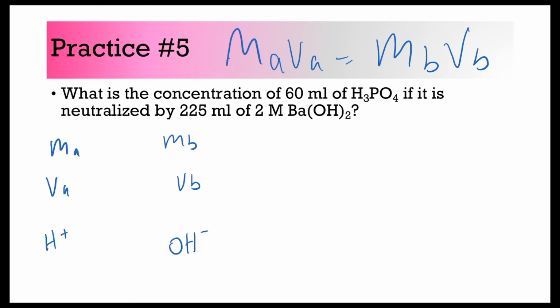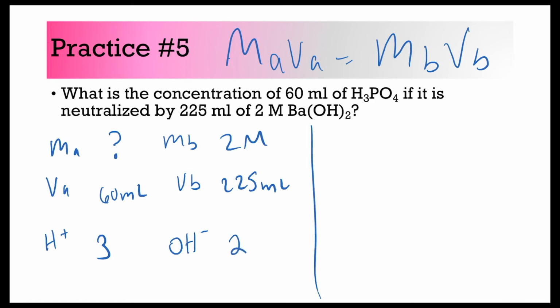What is the concentration of 60 mL of H3PO4? So that is our acid. We're looking for concentration, so molarity. We know we have 60 mL of it, and that acid gives off 3 H's. It's being neutralized by 225 mL of a 2 molar solution of Ba(OH)2. So we give off 2 OHs.